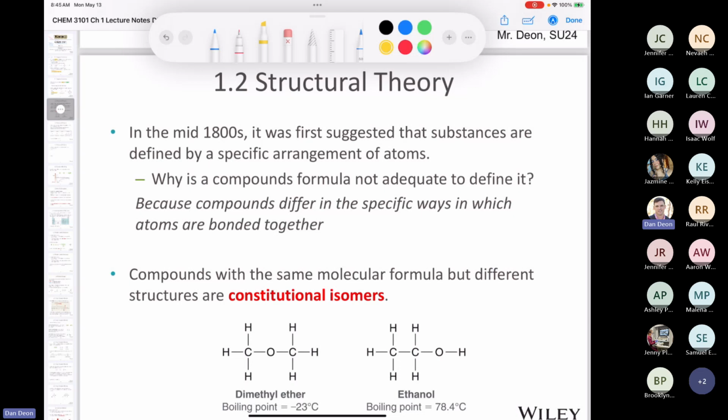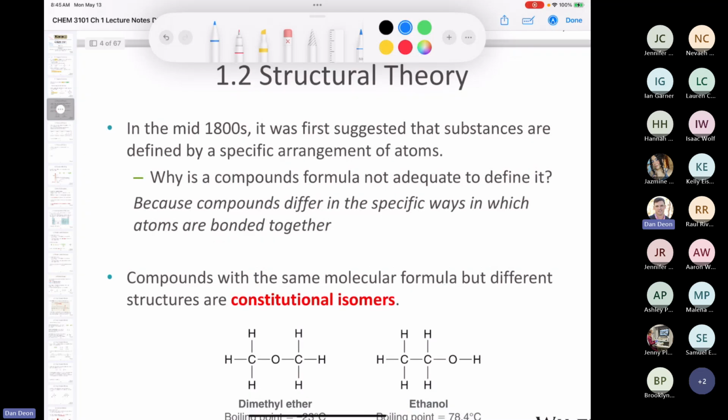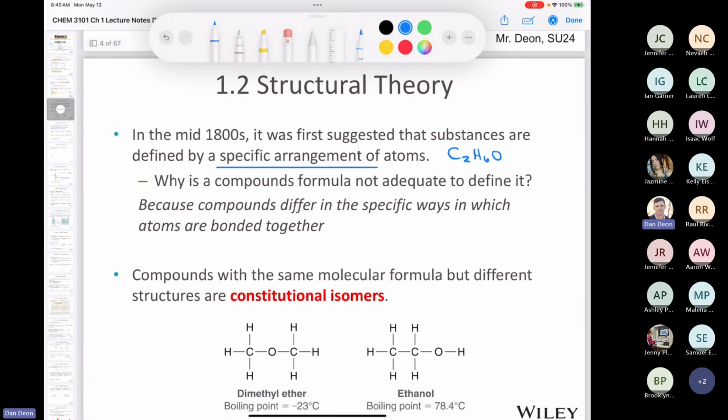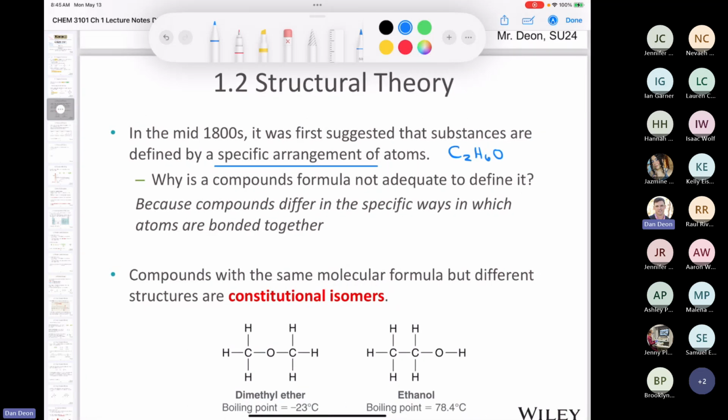Anyhow, by the mid-1800s, it was first suggested that substances are defined by a specific arrangement of atoms. So what you know at this point is, if I have a compound and its formula is C2H6O, and you've studied General Chemistry 1 and General Chemistry 2, you say, I can't tell you what compound that is, Mr. Dion. I'm going to need more information than that. So the formula is not an adequate description of the compound.